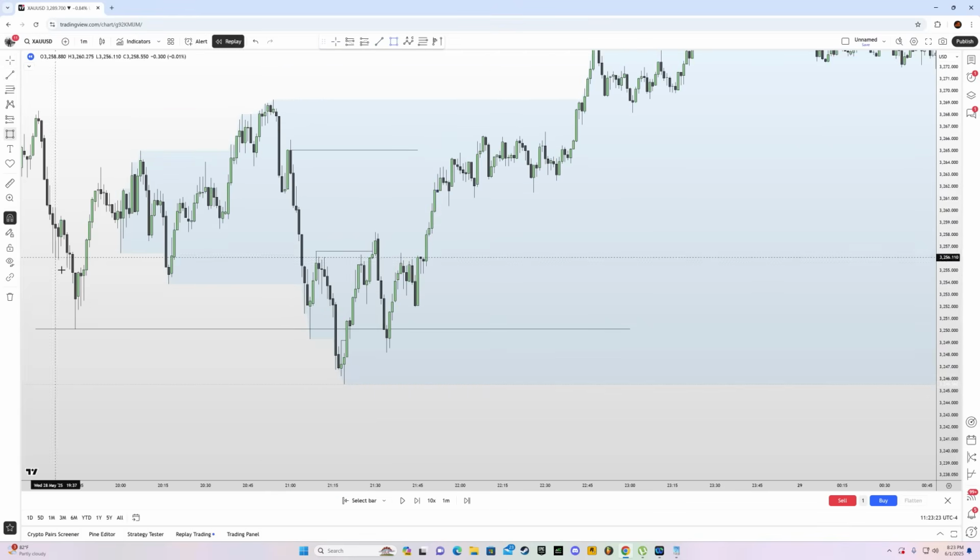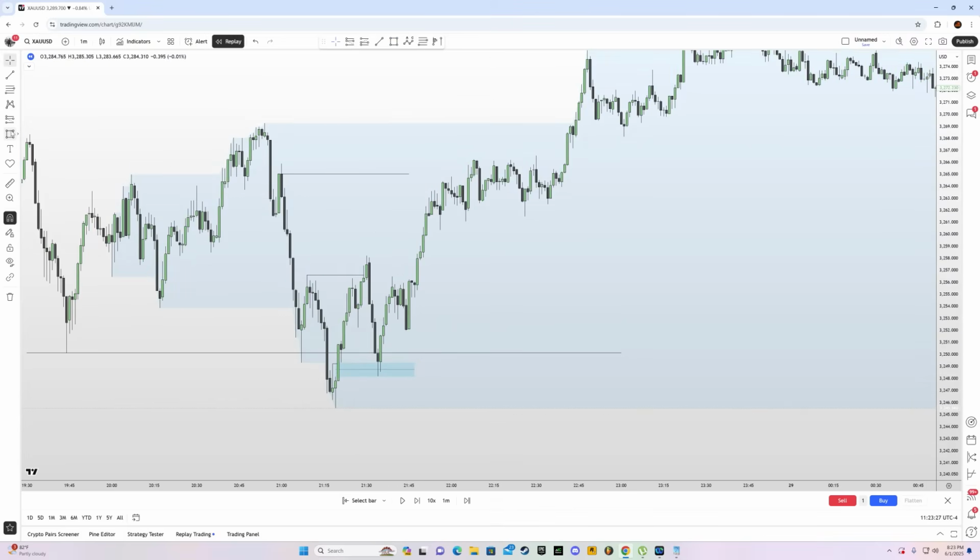Now, you could have taken your entry from this fair value gap, or you could have just utilized the breaker block. So over here, you can see we had a breaker. We wicked below it, but bodies tell the story, okay? So we failed to close below the breaker, and then we had a very sharp push to the upside.